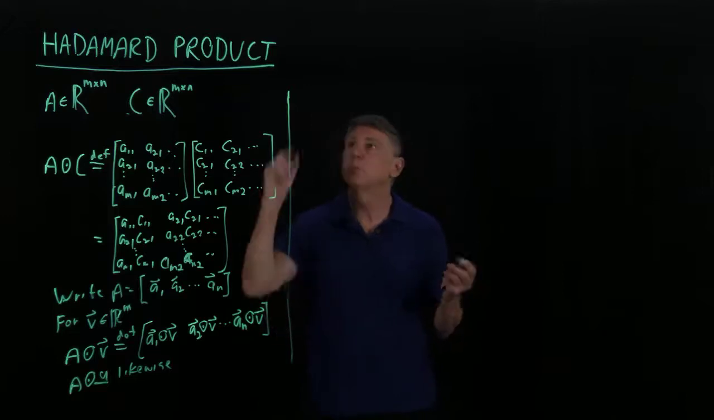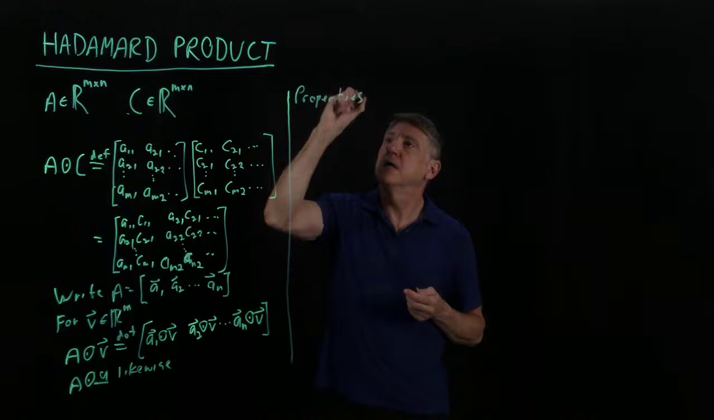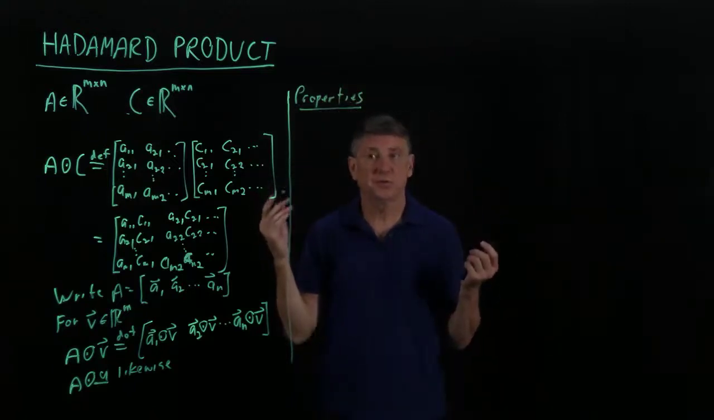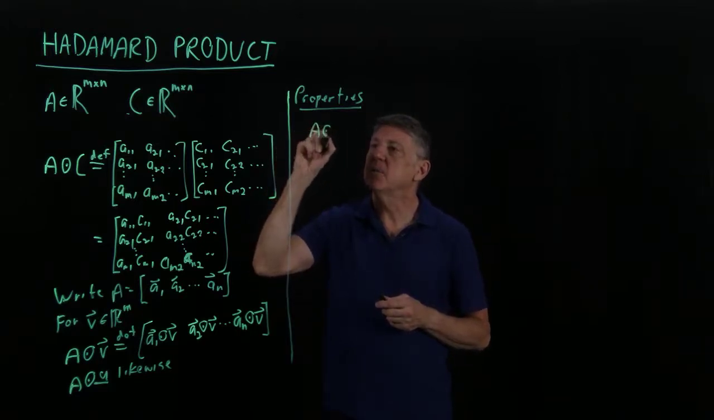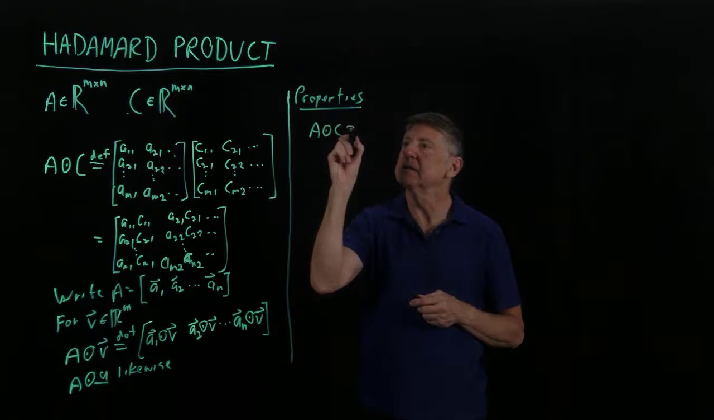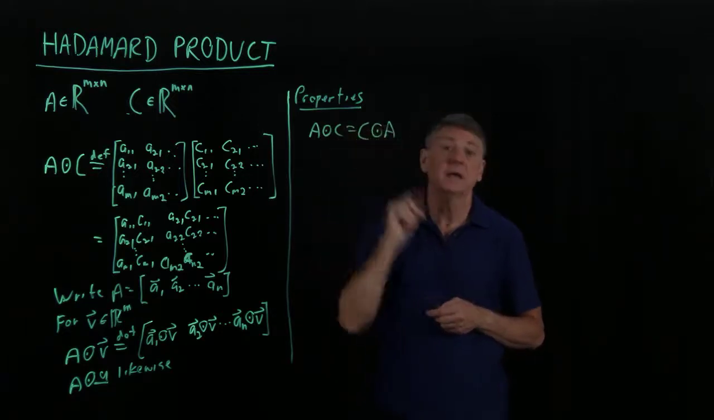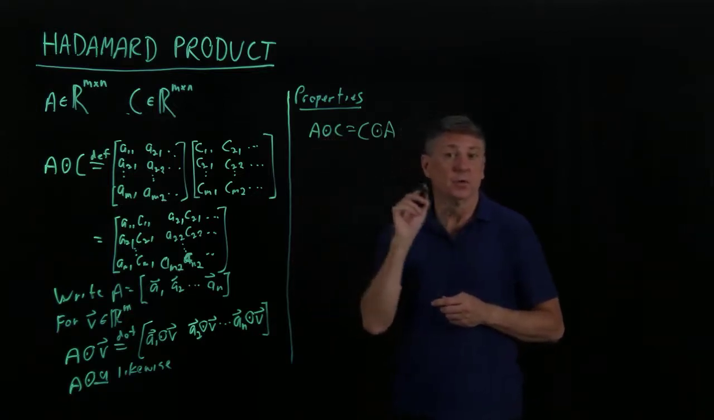So some of the simple properties of the Hadamard product are it's commutative and it's associative. What I mean by that is that the Hadamard product of A and C is the same as the Hadamard product of C and A. And it doesn't matter what order we do this.